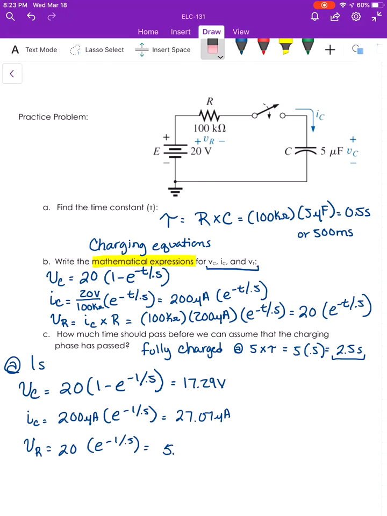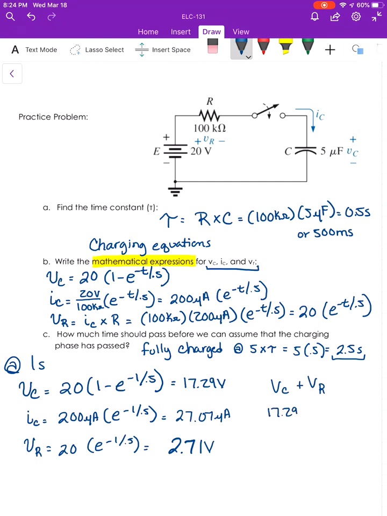And for VR, the voltage drop across our resistor, let's see, that's not quite right. Let's see. Right about 2.71 volts there.